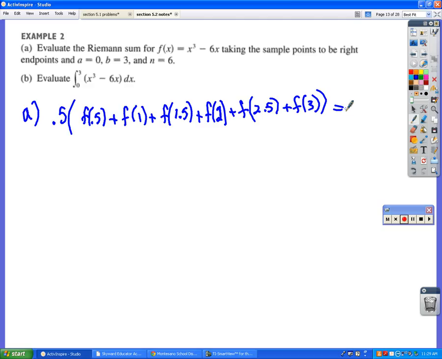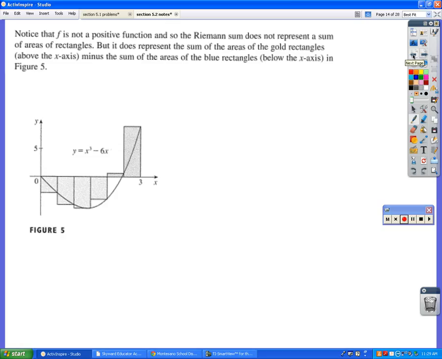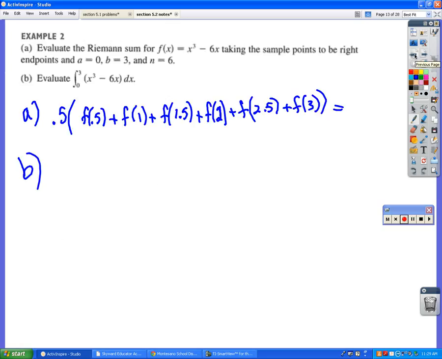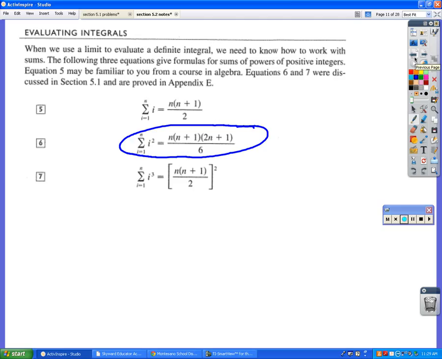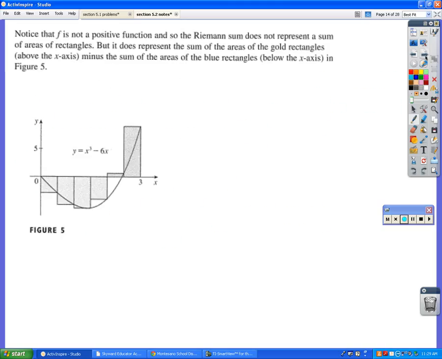Okay, and then for b, I think, did I paste this in here? Okay, no. For b, they want us to do this using a limit and this cube formula right here. What do you say we just did? All right, because that gets a little crazy.